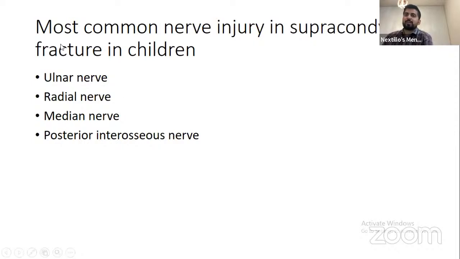Now, if the question does not mention anything about the extension or the flexion type, you have to assume that it is the extension type, because the extension type is the most common. However, if the question mentions the flexion type of fracture, then the answer changes. And I would like you to read about this. What is the most common nerve injury in a patient of supracondylar fracture in a flexion type of injury?